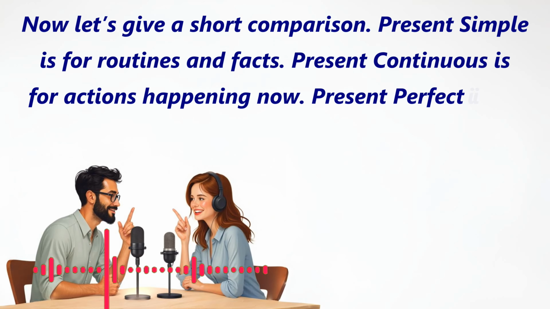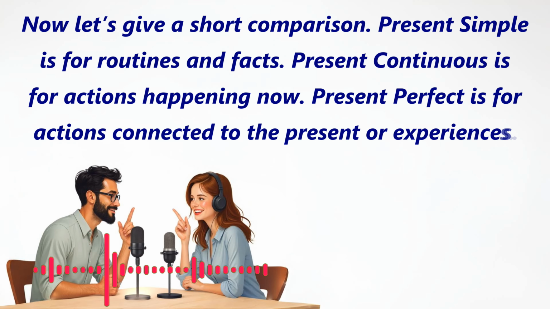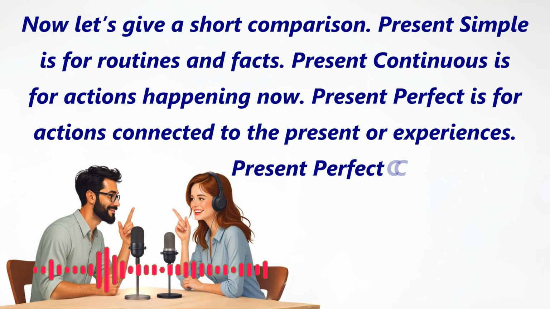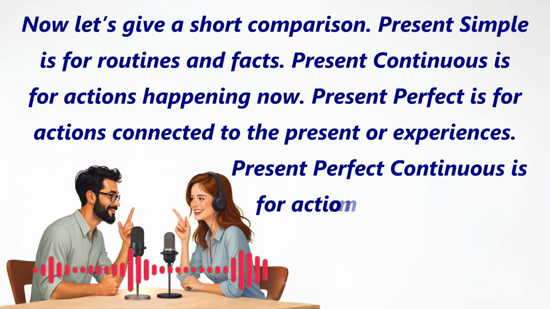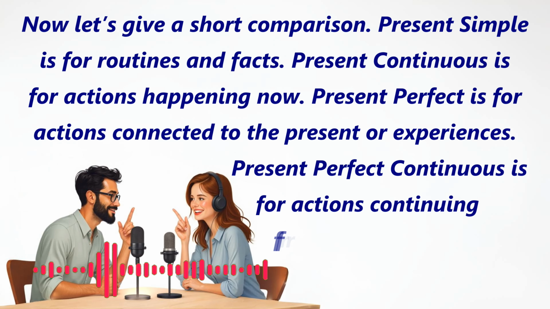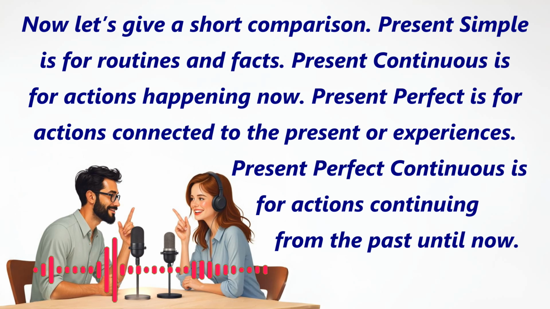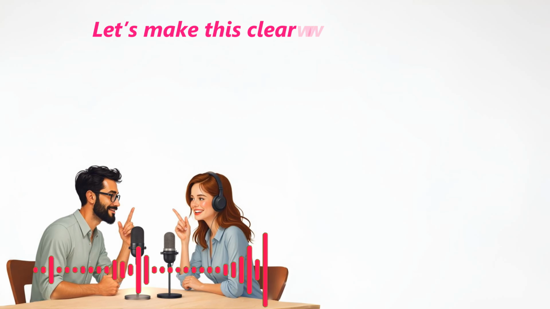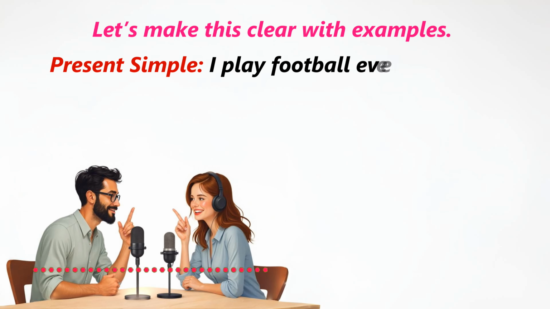Present simple is for routines and facts. Present continuous is for actions happening now. Present perfect is for actions connected to the present or experiences. Present perfect continuous is for actions continuing from the past until now. Let's make this clear with examples.